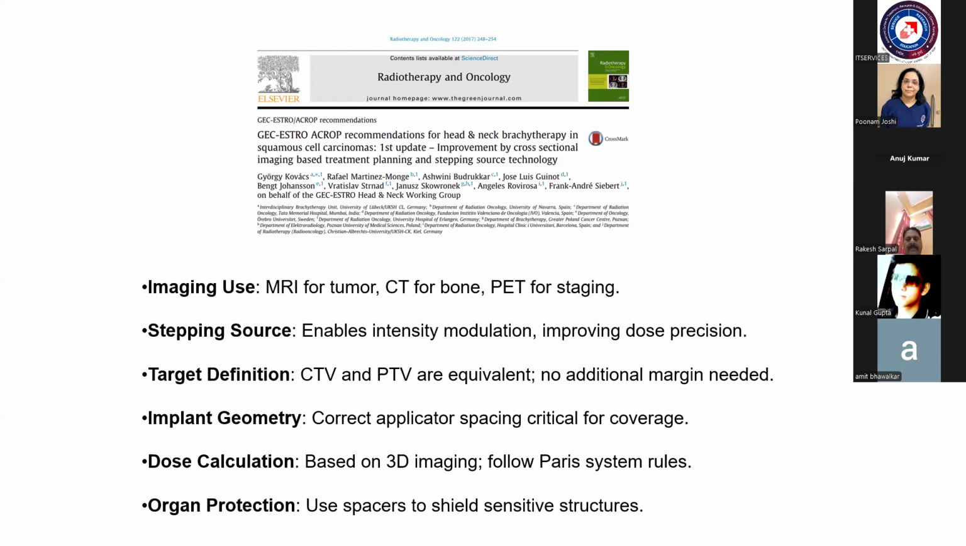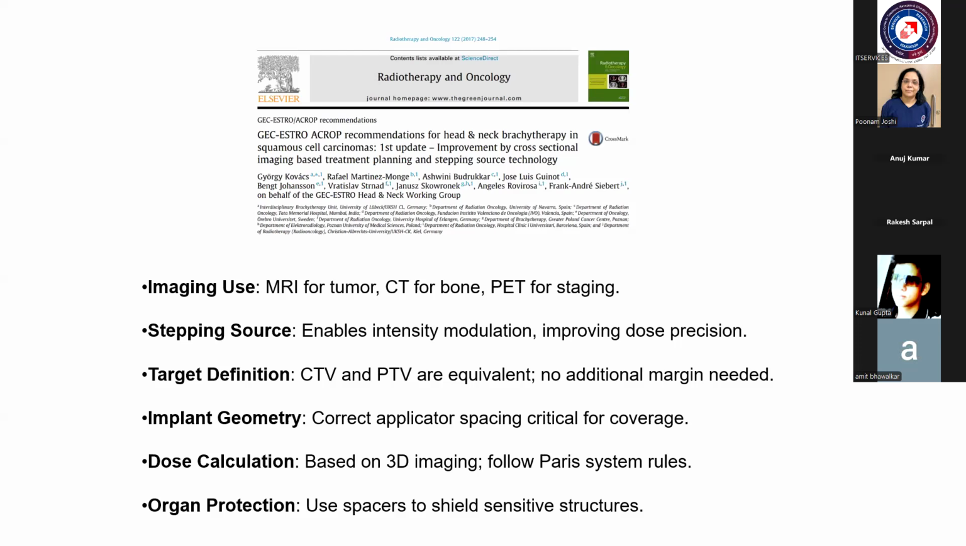And as I already told, there is no concept of planning target volume, that is in external beam radiation therapy. So clinical target volume is what we should be covering in brachytherapy, and implant geometry is critical for having the best outcomes and giving the best dose distribution. And dose calculation is also nowadays done based on 3D imaging.